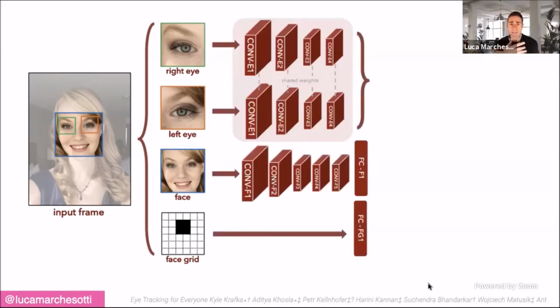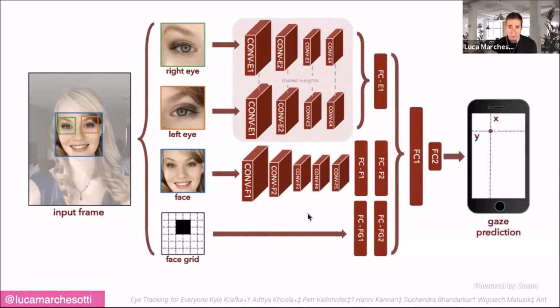We implemented it, and to implement it is fairly straightforward. You have to train 3 different convolutional neural nets, one for the right eye, one for the left eye, and one for the face. And then you also train a different network for the face grid. Finally, you combine all the outputs using max pooling, and then you predict your gaze. Any questions or comments about this, guys?